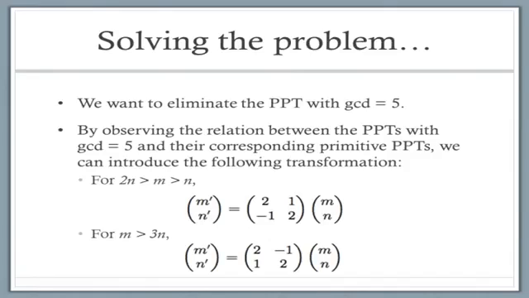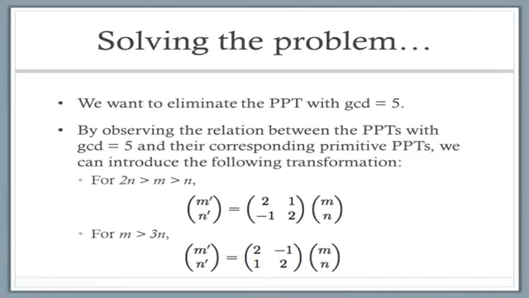Therefore, by observing the relation between the PPTs and their corresponding primitive PPTs, we introduce the following important transformation for the parameters m and n. This transformation is very important and very essential for eliminating the PPT with GCD equals to 5.